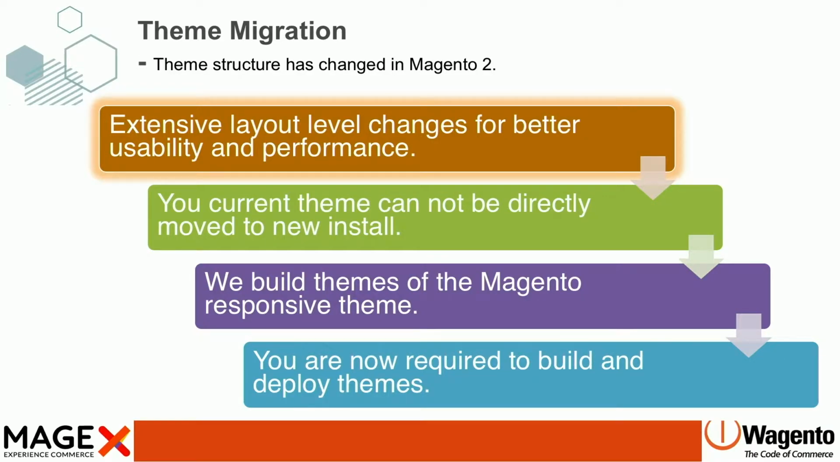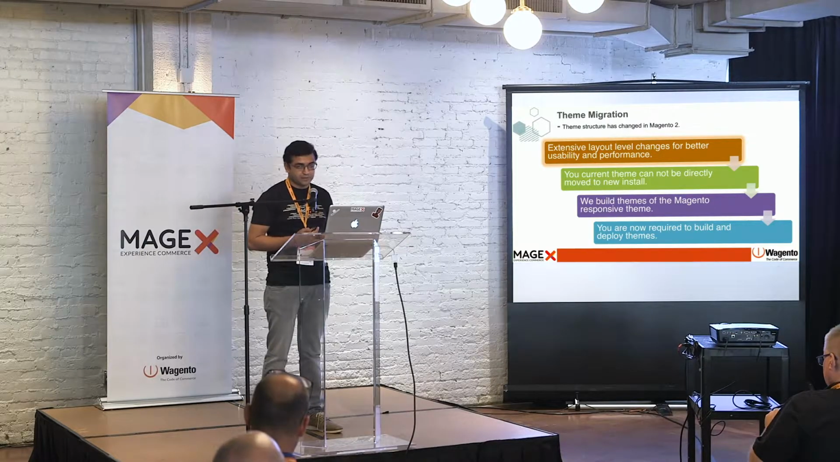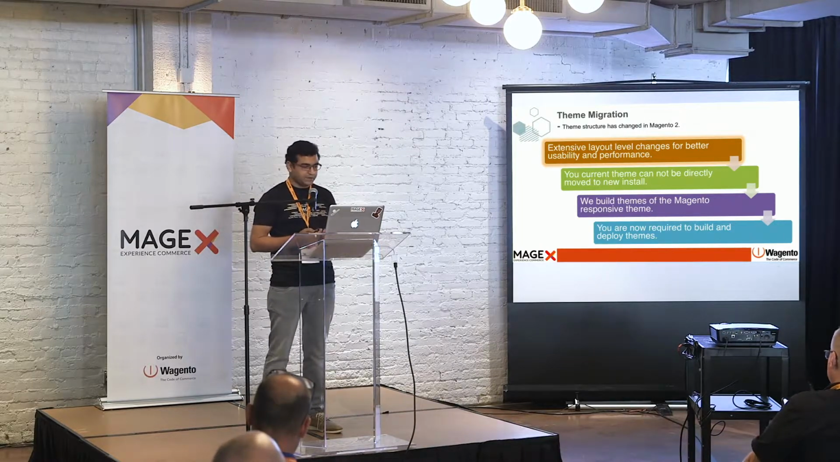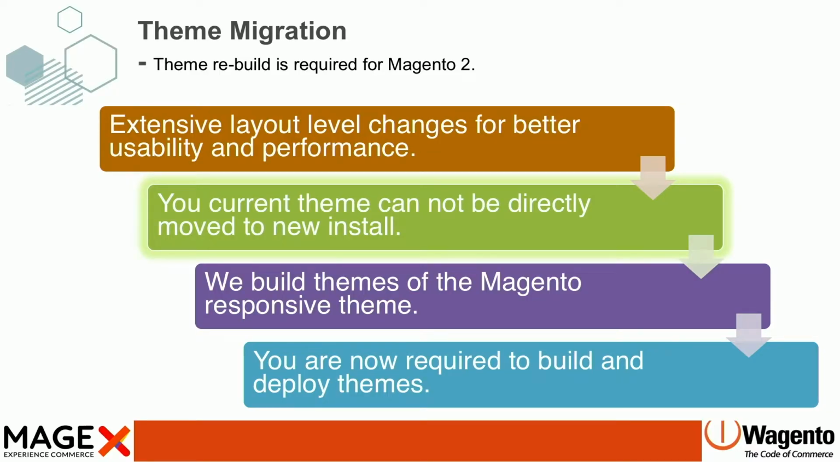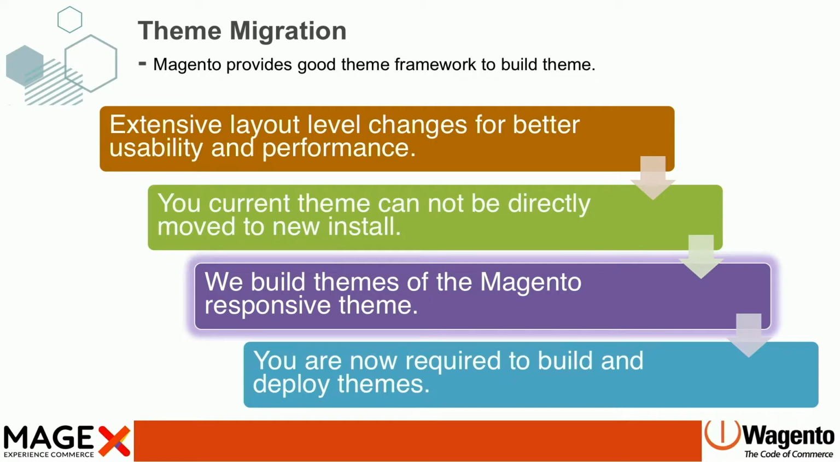The second thing is theme migration. The theme structure is completely changed in Magento 2, with richer layout options available for performance and usability. Your current theme cannot be directly moved to the new install, so you might think about a new structure and new layout. This can be the right time to decide that. Magento 2 is also based on responsive themes; if you are on an older version of Magento 1, the theme may not be responsive. Now you have a responsive theme structure.